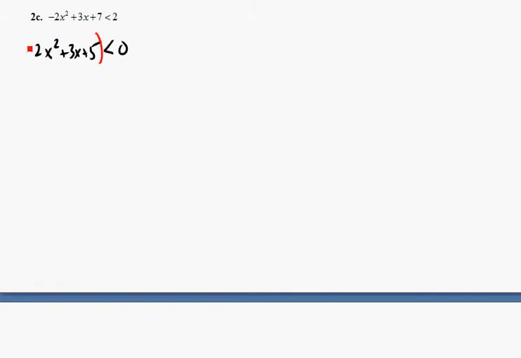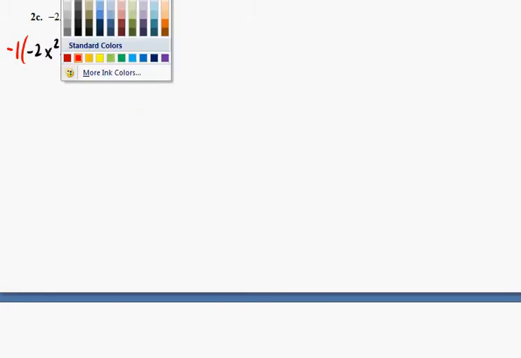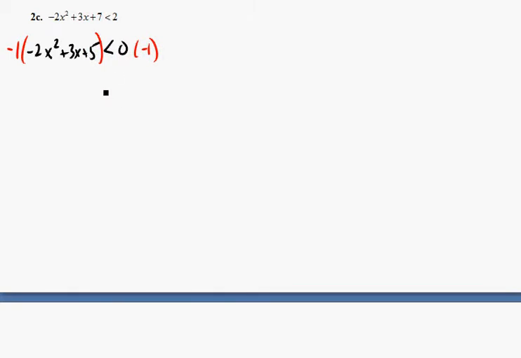I'm multiplying both sides by negative 1. And when I do that, I'm going to have to change the direction of the inequality. Now, negative 1 times 0 is still 0, but on the left side we're going to get positive 2x squared minus 3x minus 5.